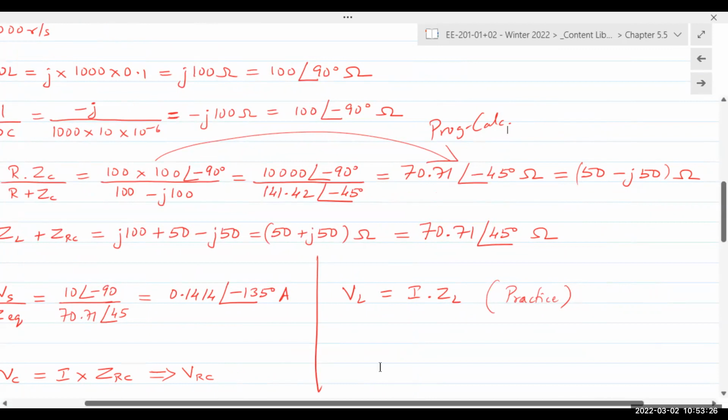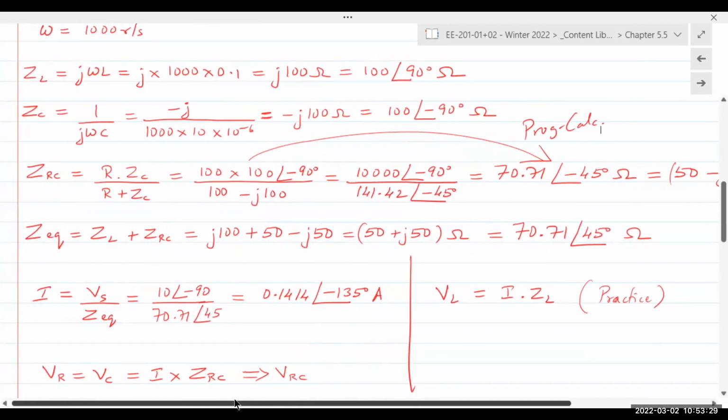Once I have ZRC, I add it to the inductor impedance and I find ZEQ. And you can see the same thing again. The inductor impedance has a magnitude of 100, right? J100, but it is offset by the capacitor impedance. Okay, capacitor impedance. So J100 minus J50, the overall impedance presented to the source is only plus J50.